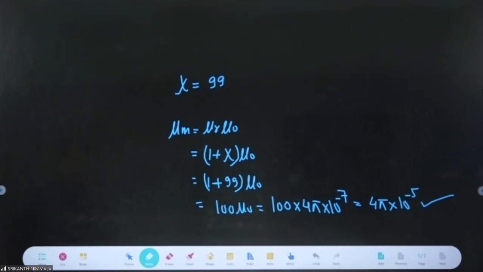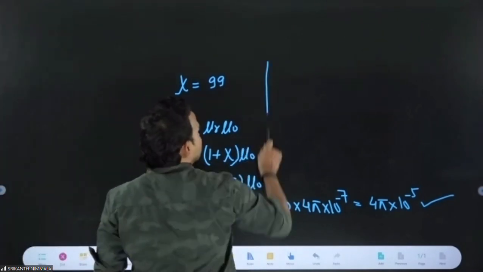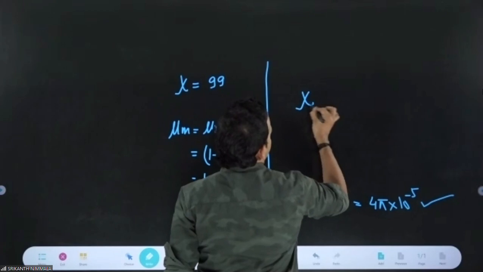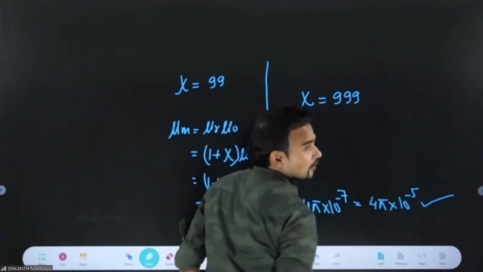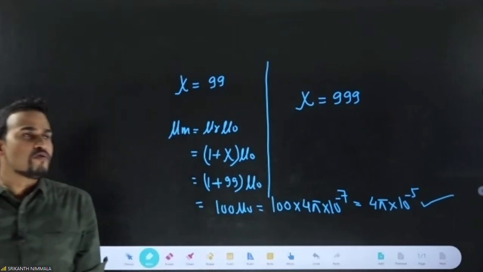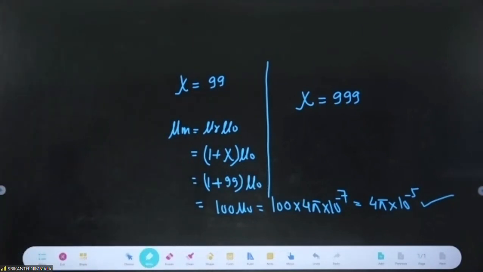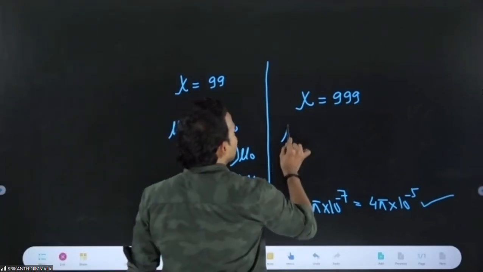You write. A material is found to have magnetic susceptibility of 999. Find its relative permeability.